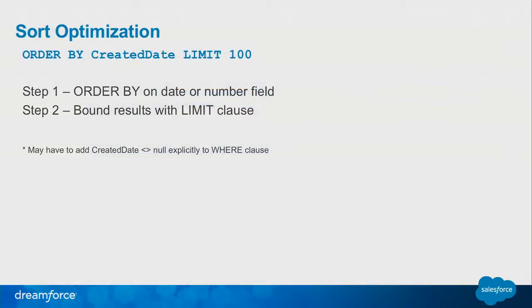Another optimization that the query optimizer does is sort optimization. So if you were trying to query, say, the most recent opportunities closed or won, and you had an order by clause on an indexed field like created date, and you had a limit clause, the optimizer realizes that it can scan the index and stop at a certain number. So you need to have an order by on a date or number field, and the result has to be bound by a limit clause.